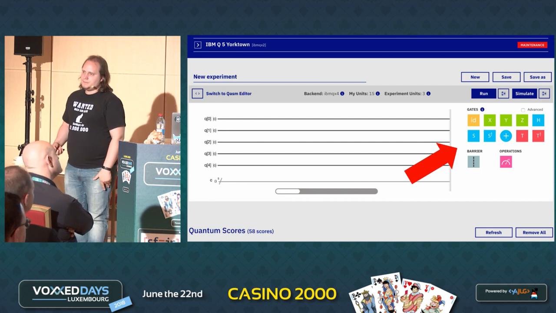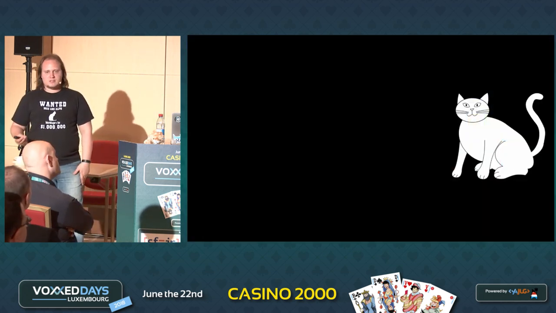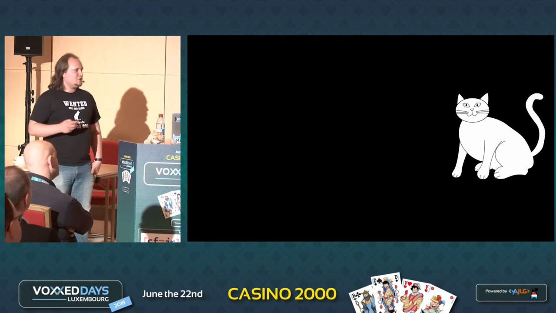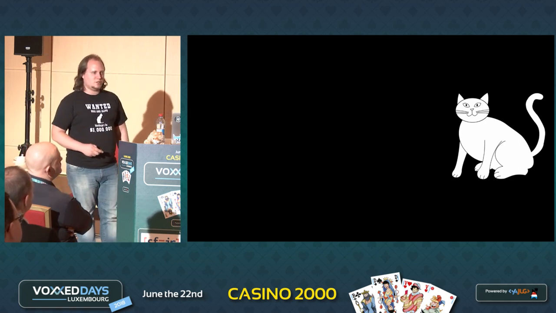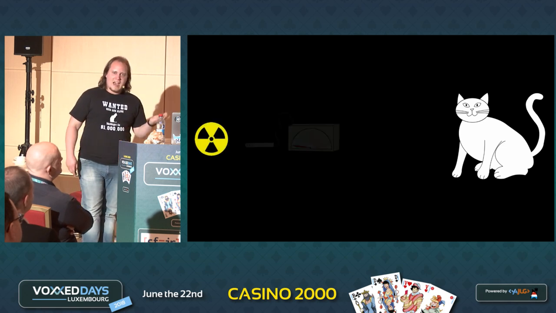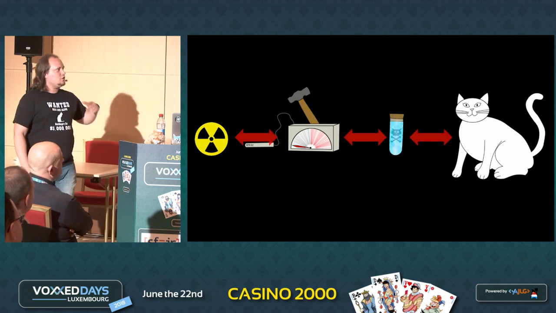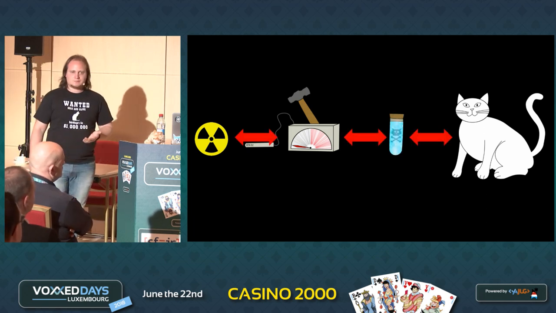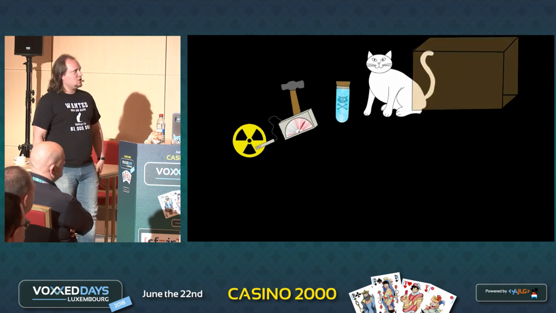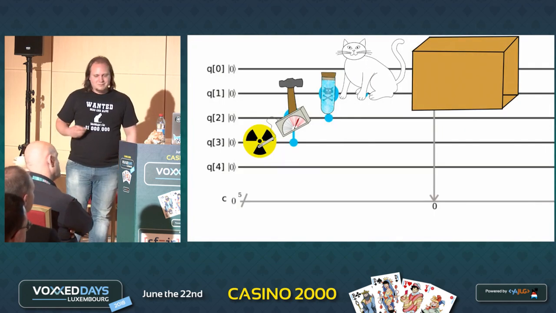Let's build something. And since we've already seen one algorithm, though it's a very simple one, let's build Schrödinger's cat in the quantum computer. So we obviously need the cat, and we need the isotope, and we need the Geiger counter, and we need the poison. And all of those have to be linked up sequentially. So let's put those into our quantum computer, into the Quantum Experience.